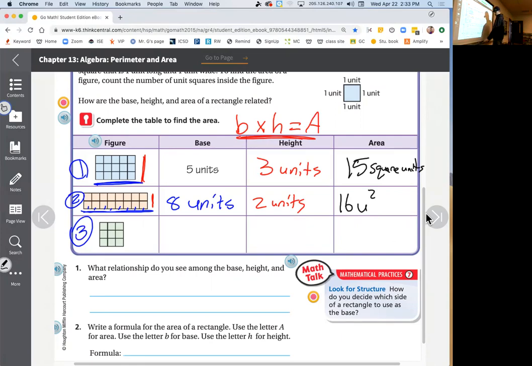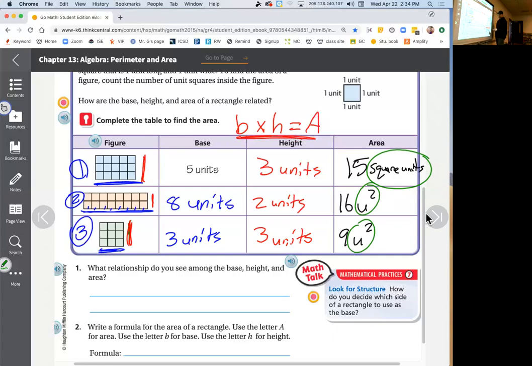So let's go to number 3. We've got a base of 3 units. We've got a height of 3 units. So look at our formula. Our formula is base times height. So 3 times 3 is 9 units squared. Either way you can write it. You can write out units squared or square units, or you can go unit squared like feet squared, meter squared. You can go squared feet, squared meters.